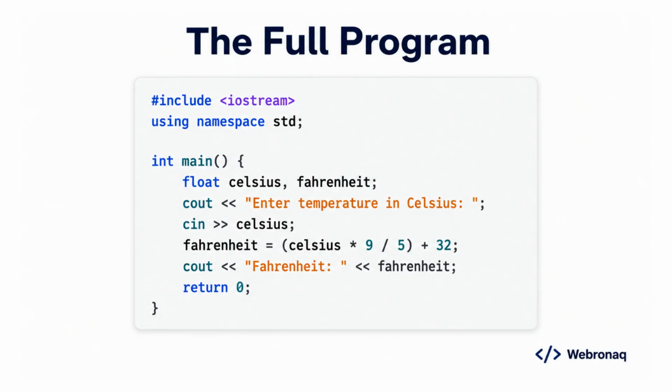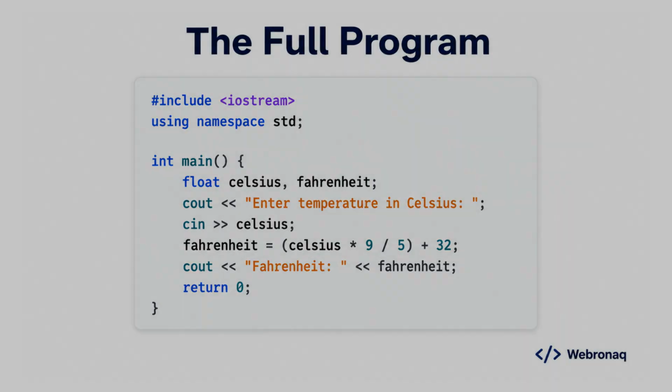We print a prompt asking the user for a temperature, read their input into Celsius, do the conversion math, and then print the result. Finally, return 0 tells the operating system the program finished cleanly. That is the whole shape of it. Now let me show you the two lines that actually do the work.